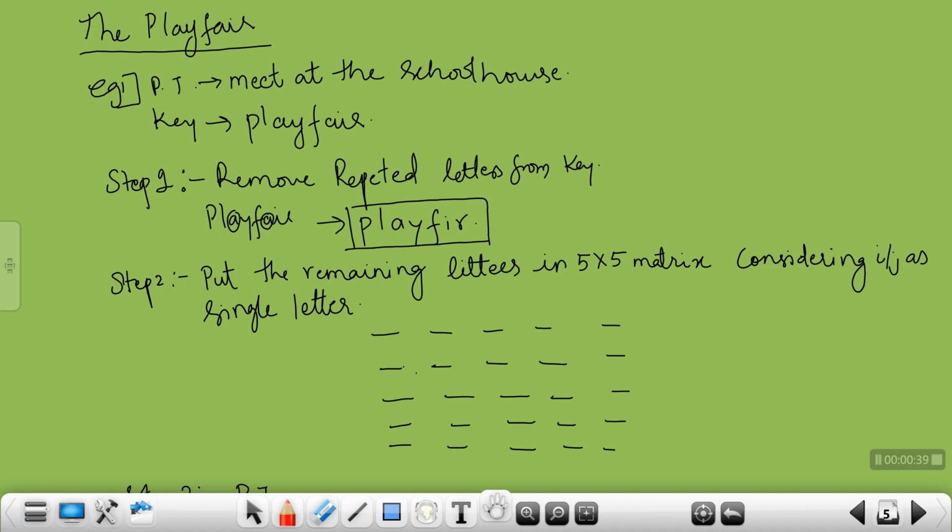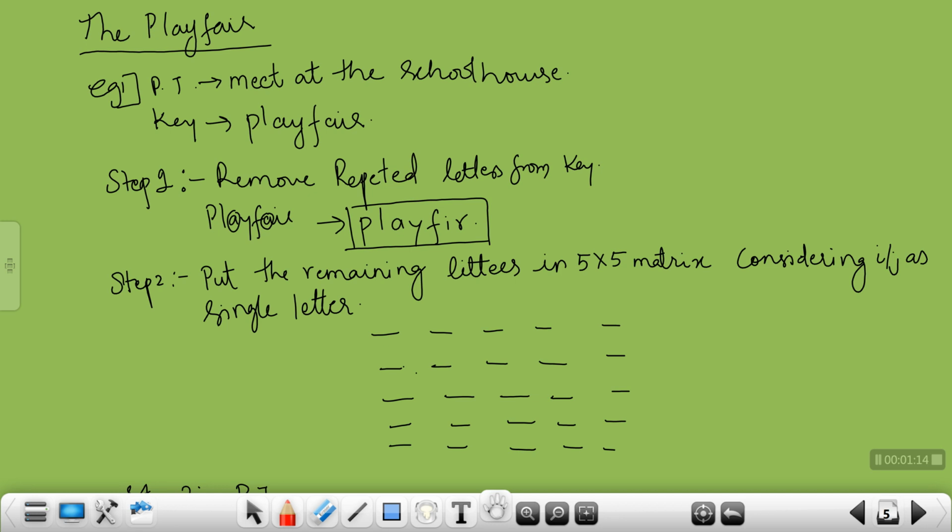So let me start with the Playfair. There is a brief history behind this. In 1854, this particular Playfair cipher was invented by Charles Wheatstone. He named his algorithm Playfair after his friend, Baron Playfair. So based on his friend's name, he gave that name to this particular cipher. Let us see what the Playfair cipher is.